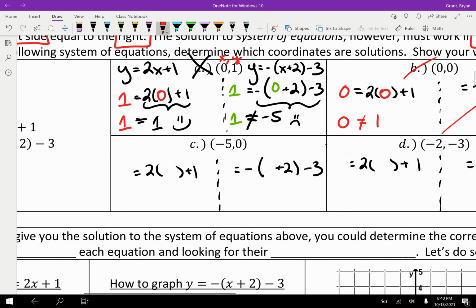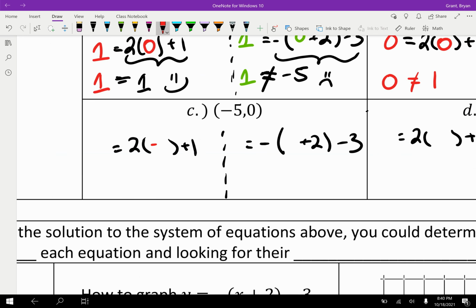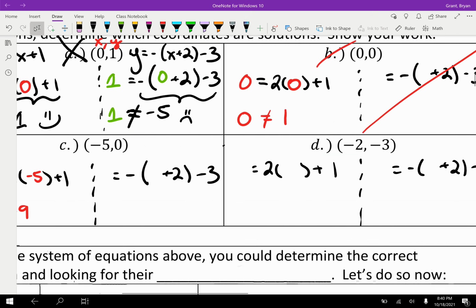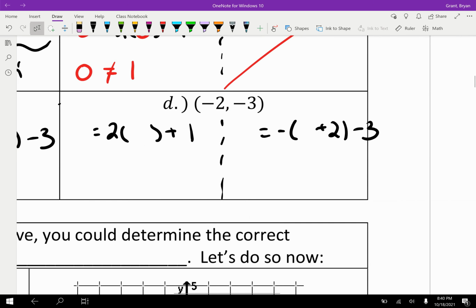Let's try part C. Part C, negative 5 in for x, 0 in for y. Don't need to simplify. This is negative 10, right, plus 1, which is negative 9, not equal again. Cool. And then last but not least, we had negative 2 and negative 3, so that's not changing. And then on the right side, this is negative 4 plus 1, which is negative 3. Ooh, cool. This one worked so far.